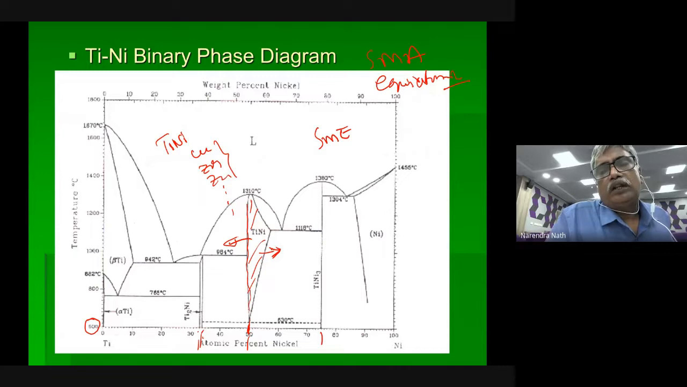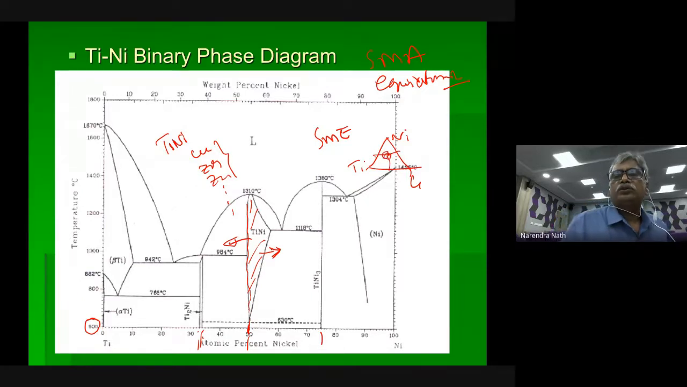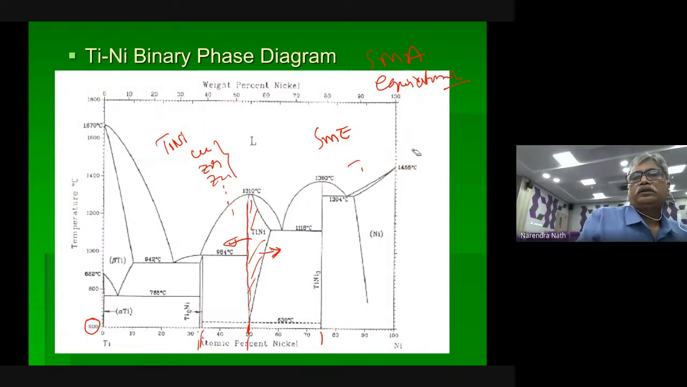Now you cannot refer to this binary diagram. For that you have to get the ternary phase diagrams. Suppose it is Ti, nickel, copper, then you have to find out what percentage of this, what percentage of this, what percentage of this. Then you have to find the point, then choose the required composition. In this way, one can choose. So this is very important.